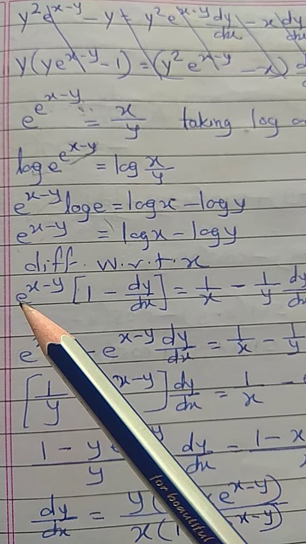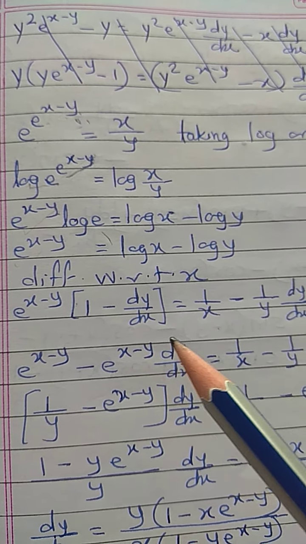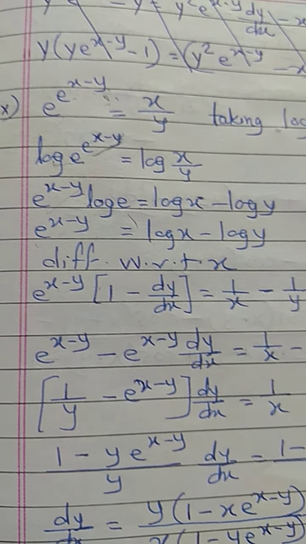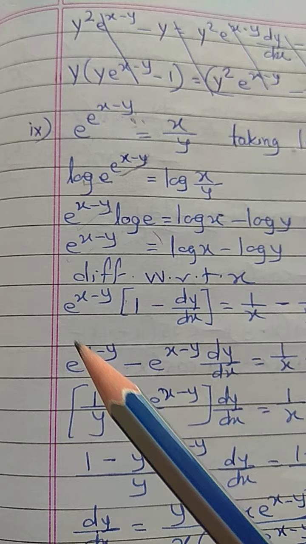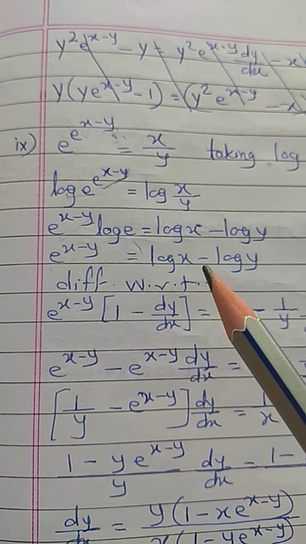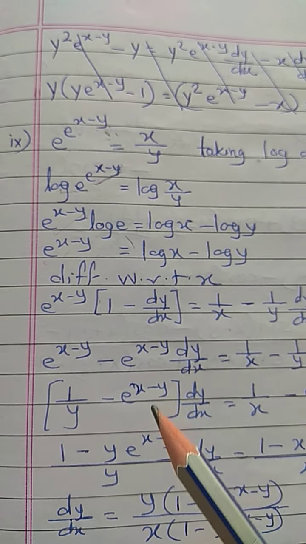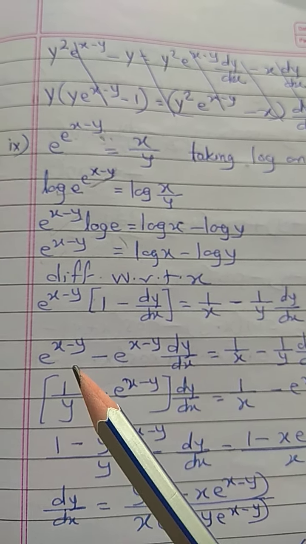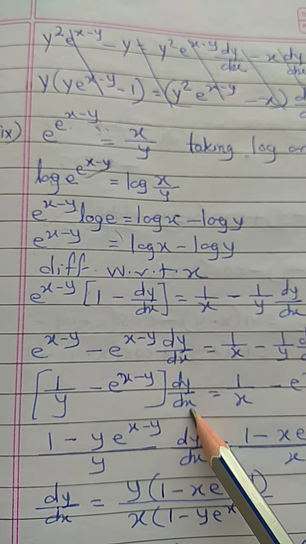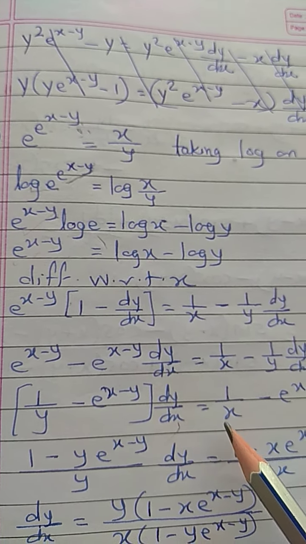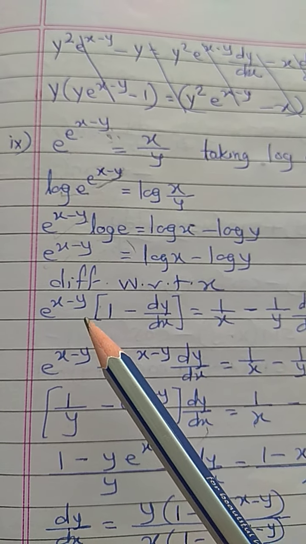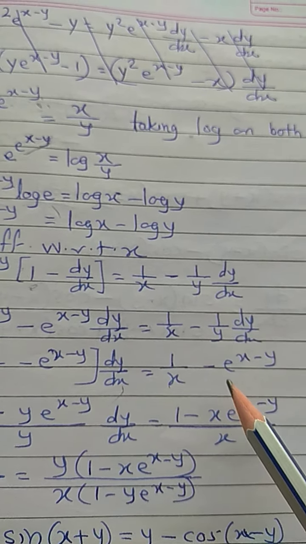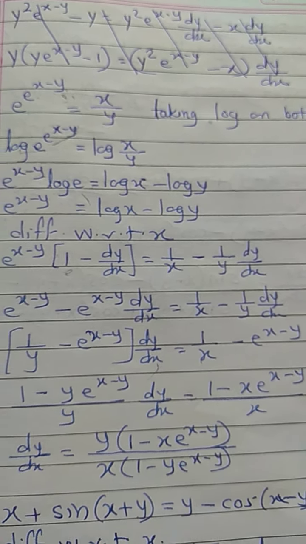Now we can take these terms in dy by dx to the left hand side. See here, e raised to x minus y into minus dy by dx. And this minus 1 upon y dy by dx will come to this side and will become plus 1 upon y dy by dx. 1 upon x as it is, and this e raised to x minus y into 1 will give you e raised to x minus y. That will go to that side and become minus e raised to x minus y.